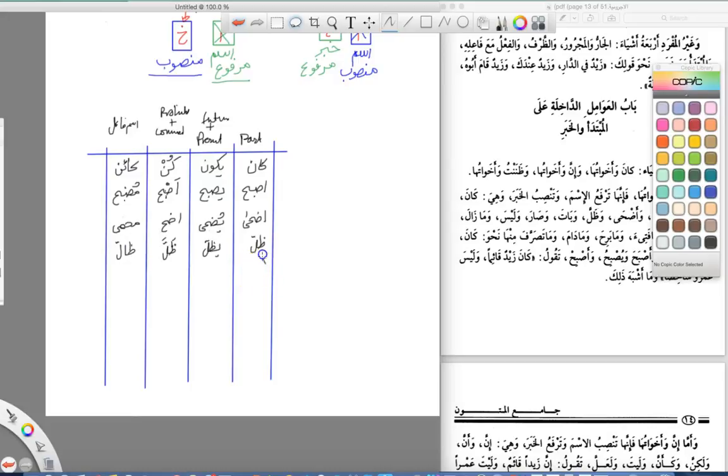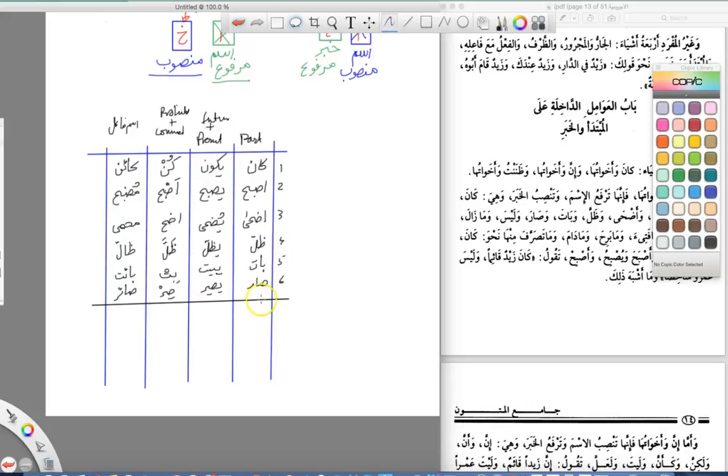And then you have bata. There are 2 more left. Bata, yabitu, bit, like Bitcoin, and ba'it. And the last one, sara: sara, yasiru, sir, and sa'ir. So 1, 2, 3, 4, 5, 6 including kana. Let's draw a line there. These all 6 can come in all 4 columns.